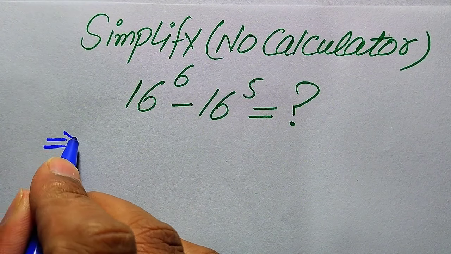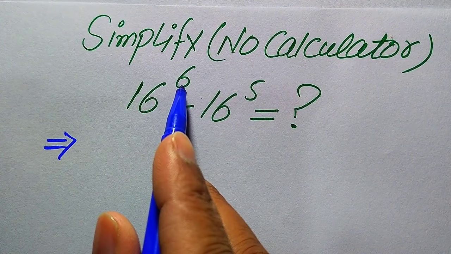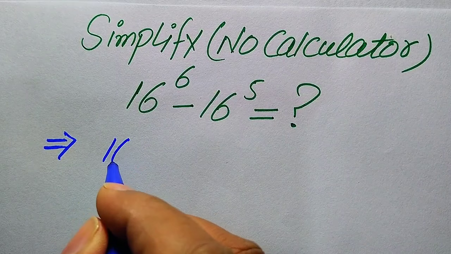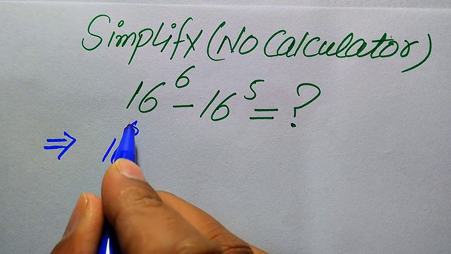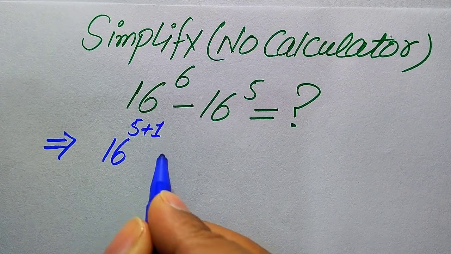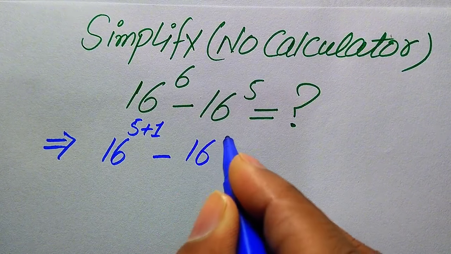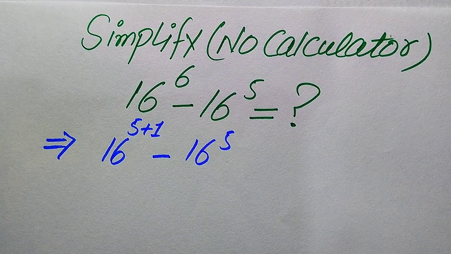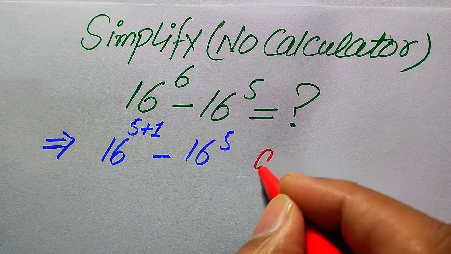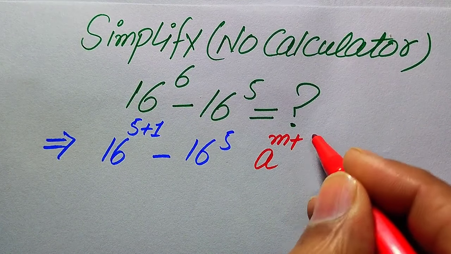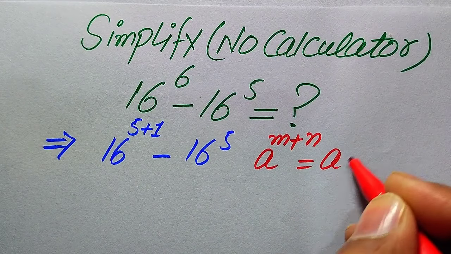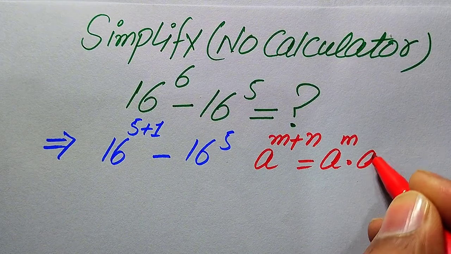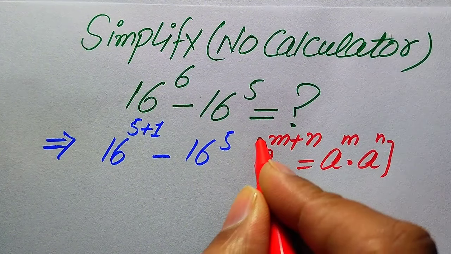Now we move toward the solution of this problem. First we break the exponent of this term: this is 16 to the power of 6, we write it as 5 plus 1, minus this is 16 to the power of 5. Here we use the nice exponential law. You know that a to the power of m plus n is equal to a to the power of m multiplied by a to the power of n.